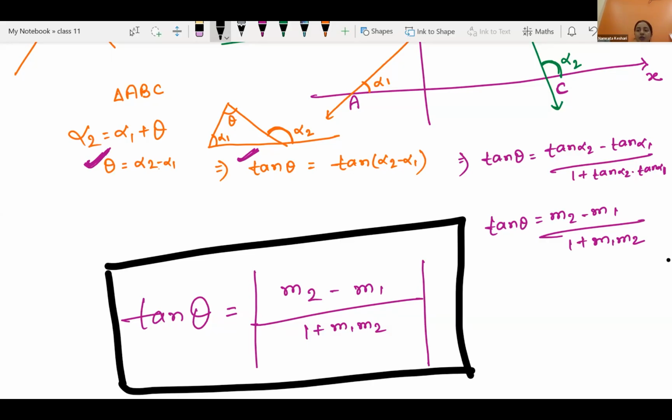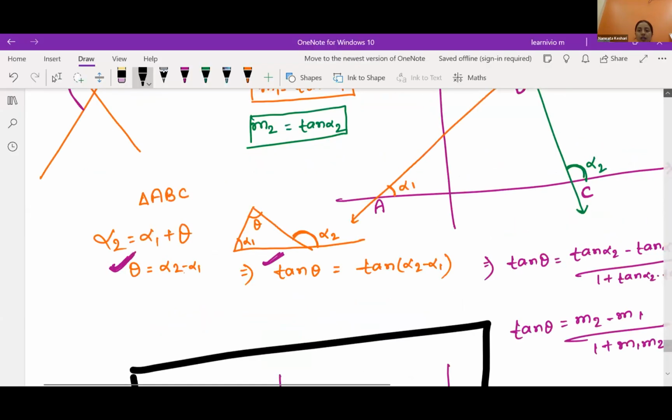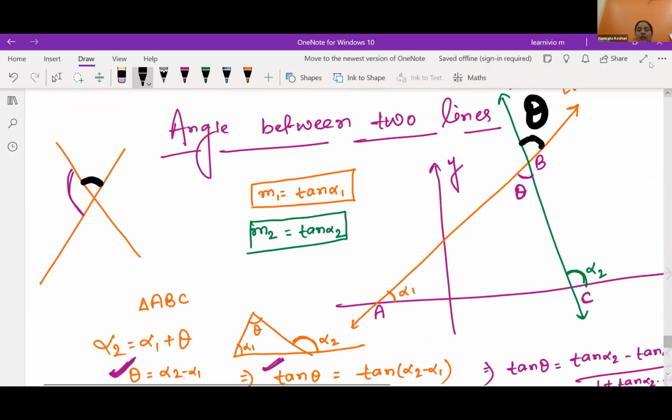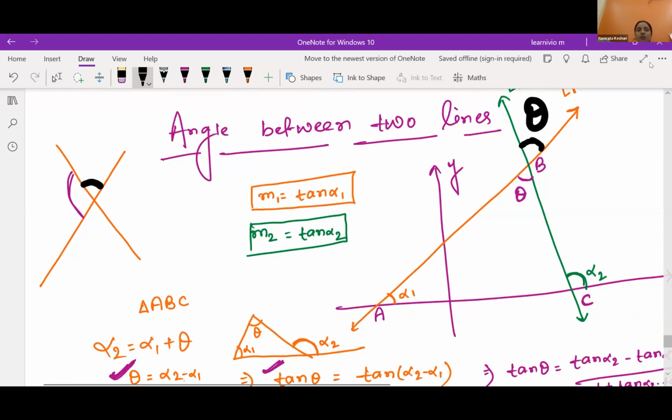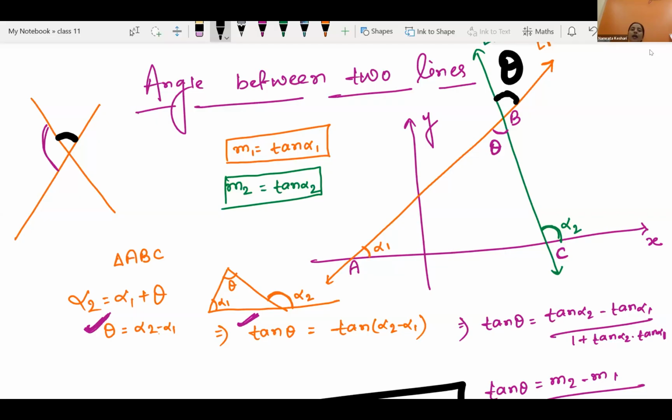I am summarizing from the beginning. See what we did. We were trying to find the angle between two lines, so we took one line and then another line. The moment we took the lines, we thought about the slope. We said the first line makes an angle alpha 1 and the second line makes alpha 2. Hence the slopes can be written as m1 is tan alpha 1 and m2 is tan alpha 2. Now we keep this aside. We are talking about the angle between two lines.